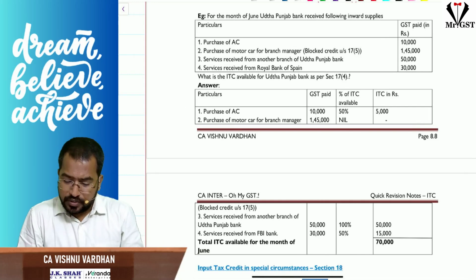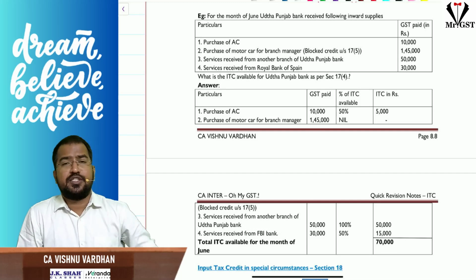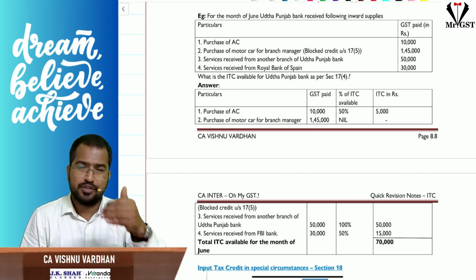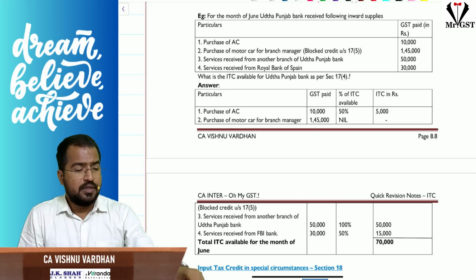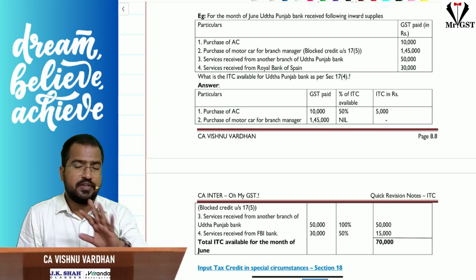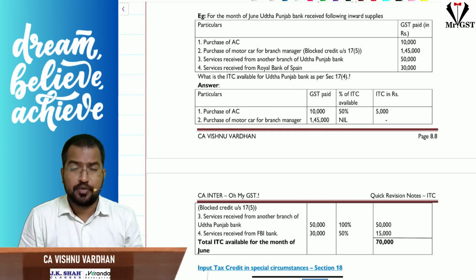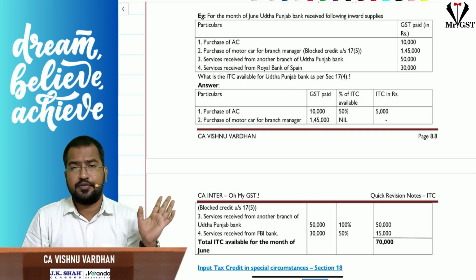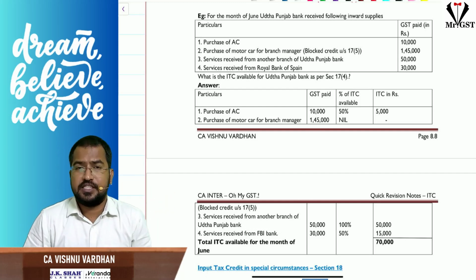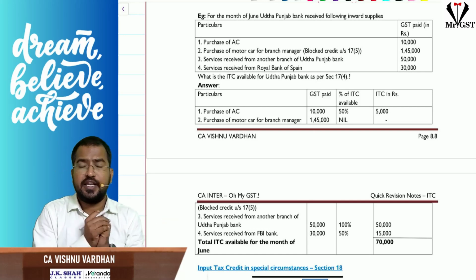So with this we are done with section 17, subsections 1, 2 and 4. Subsection 3 is not relevant for you. It is a bit complicated thing which is there in CA Final. At your level it is not relevant, so don't worry about that. 17 subsection 5 we have already seen in another video. So with this we are done with section 17. Let us move on to section 18 in another video.